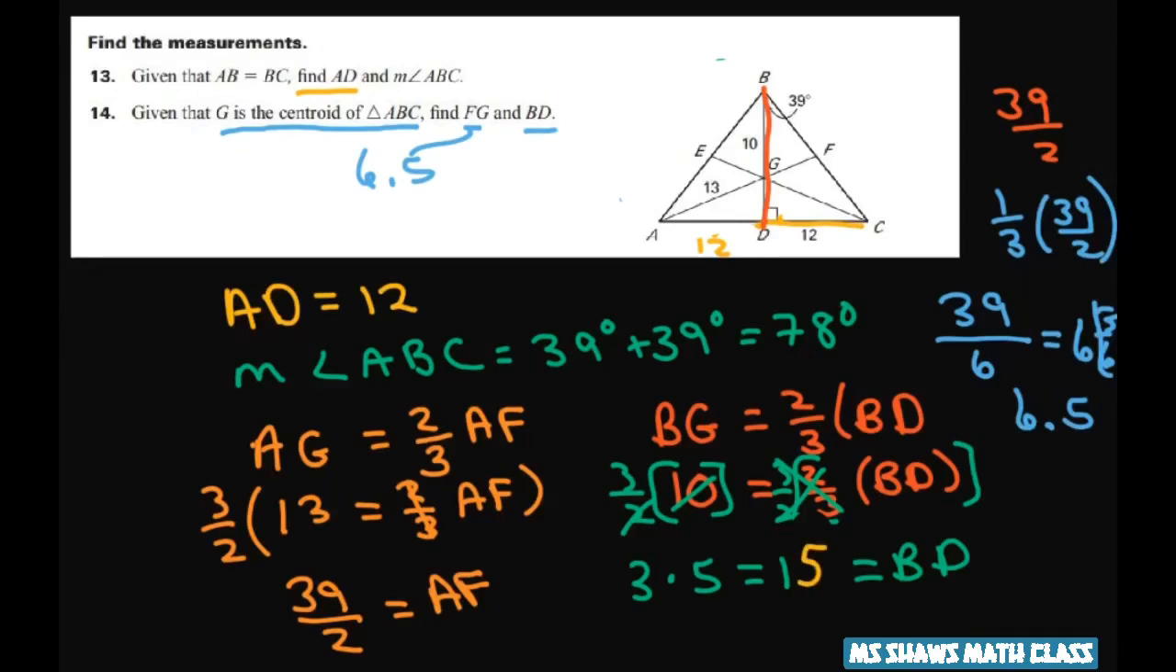And they want the whole length. So the whole length is going to be 15. So that would mean GD, they're not asking for that, would be 5.